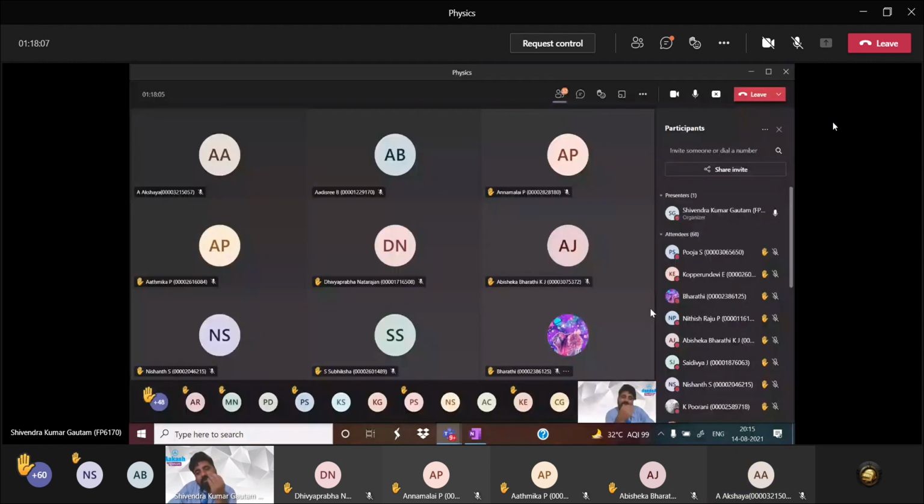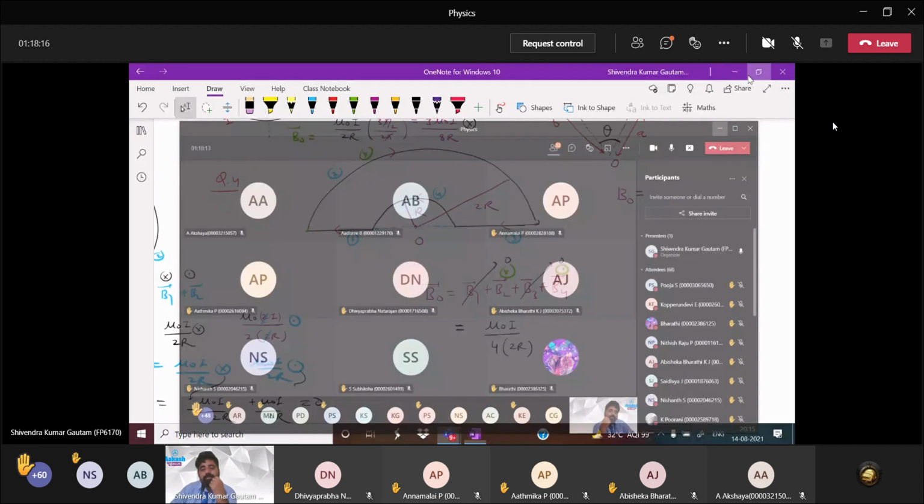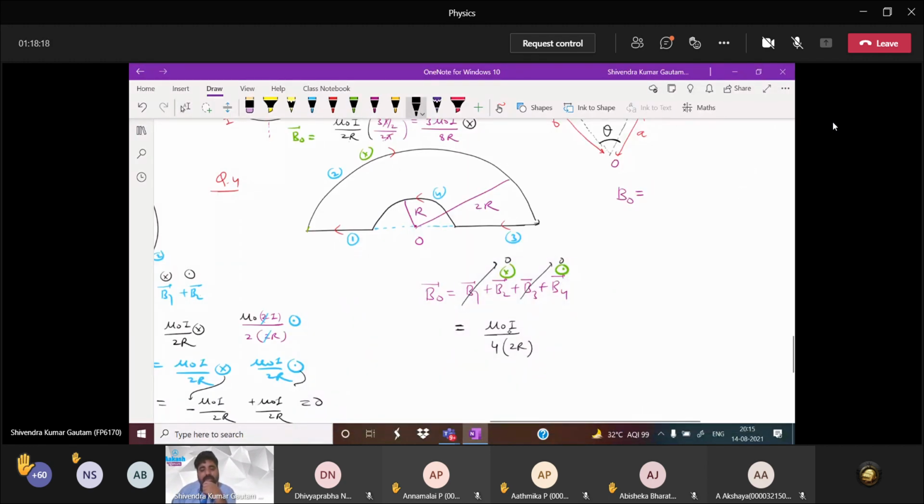Understand here: for any question, the answer will be mu naught I by 4R, but you will not see the radius. For the bigger loop, the radius is 2R. So mu naught I by 4, and here the radius is 2R. Direction here is cross. For the fourth one, tell me, what is the radius? It is a semicircular loop. What is the magnetic field? Mu naught I by 4R, dot. This is your answer. One cross, one dot. If you want, you can write it in plus minus form. Otherwise, this is your answer.